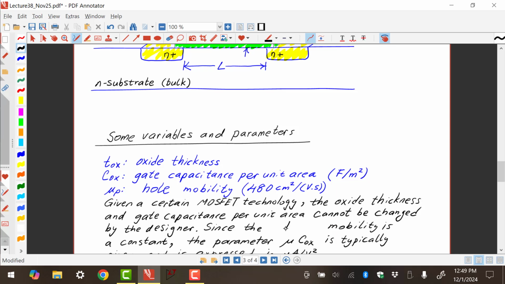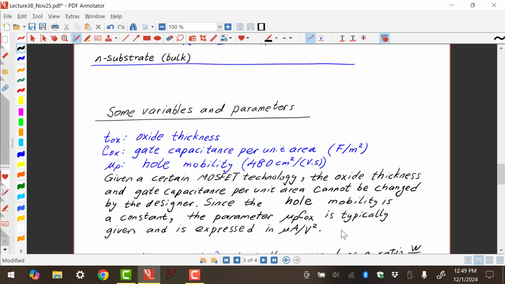So since the hole mobility is constant, the parameter mu p Cox is typically given and expressed in microamps per volt squared. Remember that we're typically using something like mu n Cox being about 200 microamps per volt squared. Mu p will be similar, but we would expect it to be a third of mu n Cox. Because mu p is about a third of mu n, but that'll be given, and whatever is given, we'll use.